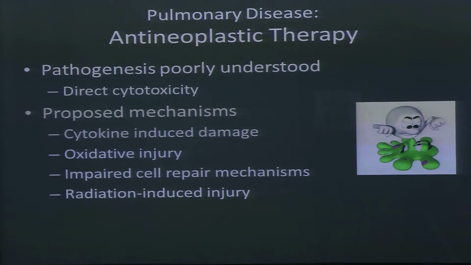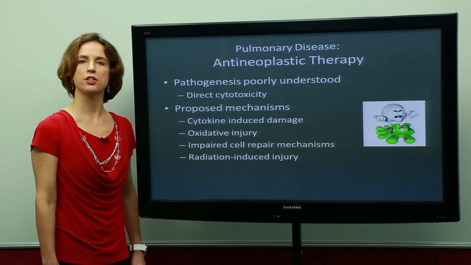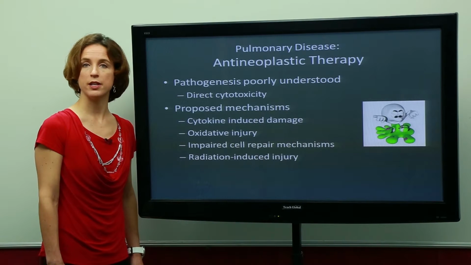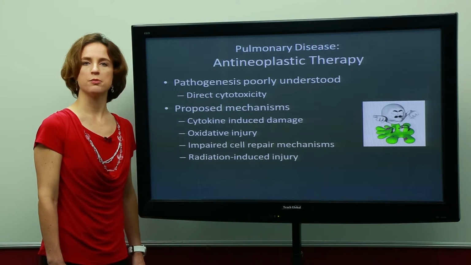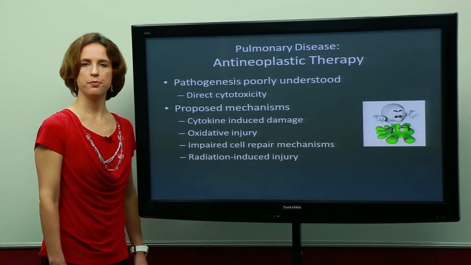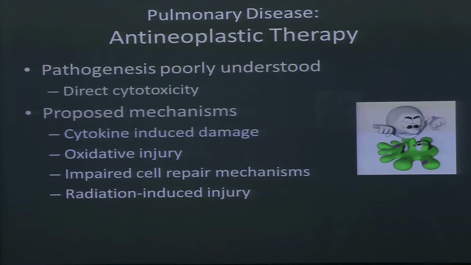For antineoplastic therapy, the specific pathogenesis or the specific etiology of drug-induced lung disease is not clearly understood. However, it is typically attributed to direct cytotoxicity. You've had other lectures on antineoplastic therapy where you learned more about the cytotoxic properties of those agents, and this applies to the lung tissue as well, even though the lungs may not be the target of those antineoplastic therapies. Some of the proposed mechanisms include cytokine-induced damage, oxidative injury, repair mechanisms, and lastly, radiation-induced injury.